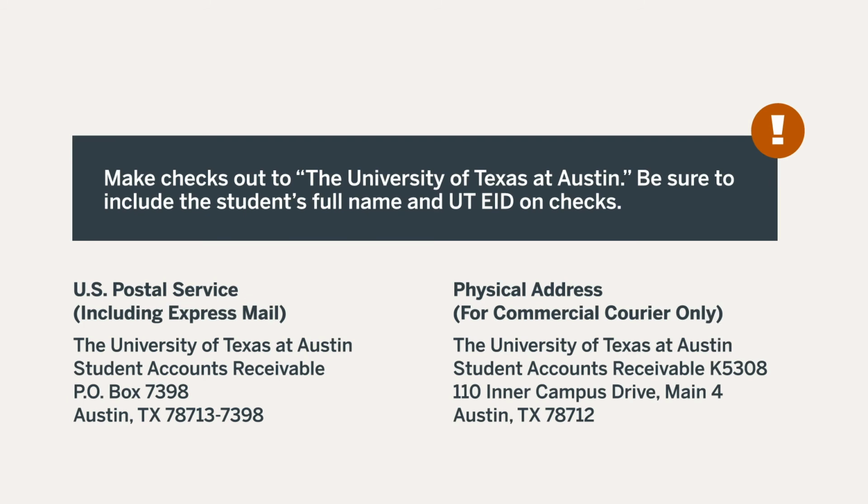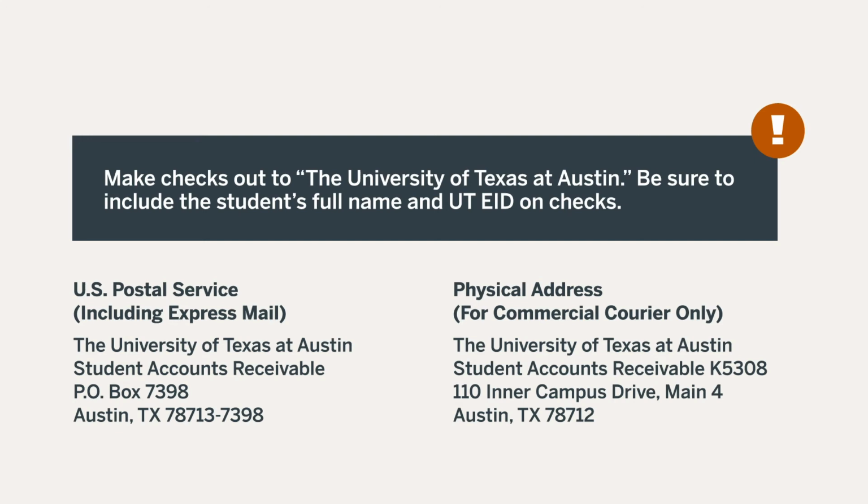If you'd like to pay by mail, you can mail a check made out to the University of Texas at Austin. Be sure the student's full name and UTEID are on the check. If you have multiple checks, we recommend that you mail them together to ensure proper and timely posting of the payment. If you cannot mail multiple checks together, please include a note that additional payment is coming from another source.